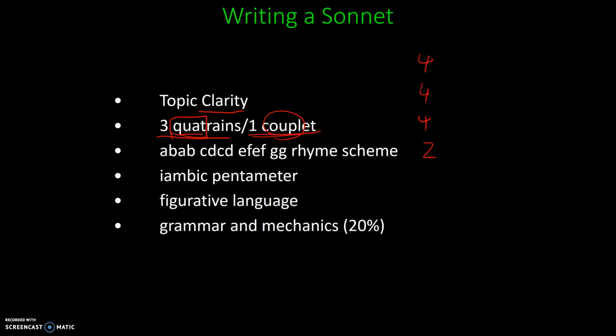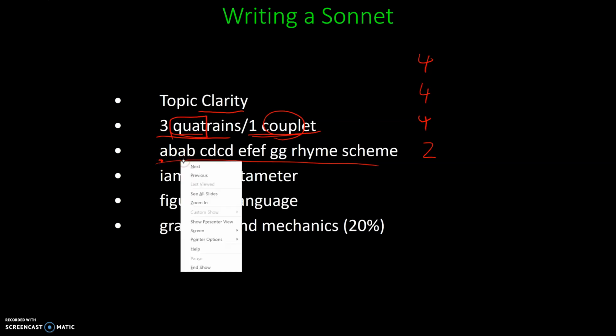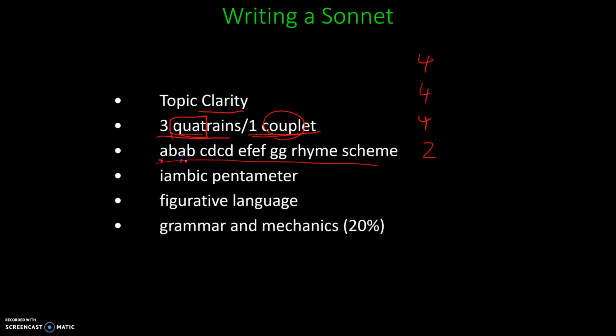When you are writing a sonnet, you're going to be graded on whether you match the rhyme scheme. So your first line in your first quatrain and your third line in your first quatrain, sorry about that, are going to rhyme, and then your second line in your first quatrain and your fourth line in your fourth quatrain are going to rhyme, and then, for example, in the couplet, the last 2 lines are going to rhyme. So we'll go over that in a little bit more detail in just a second.